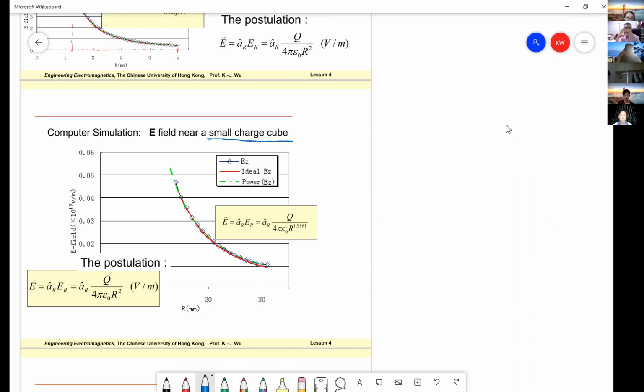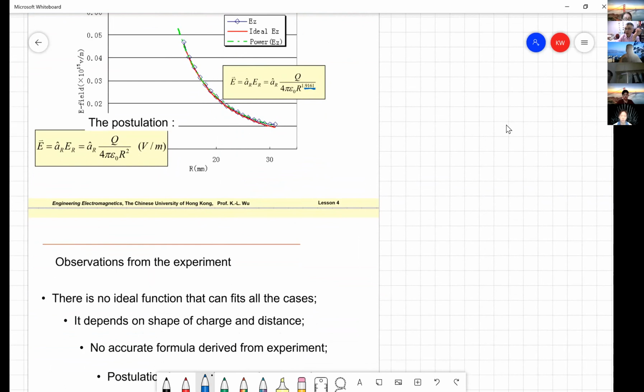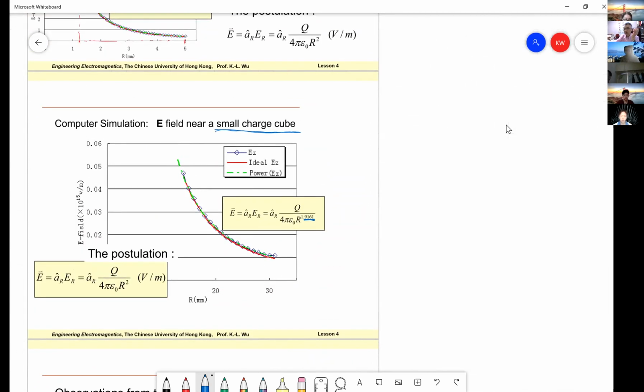So if this is a cube, for sure the charge will never be uniformly distributed. I repeat this experiment, and you'll find this exponent value slightly away from 2. So if you did this experiment, can you draw the same conclusion as Coulomb's law?